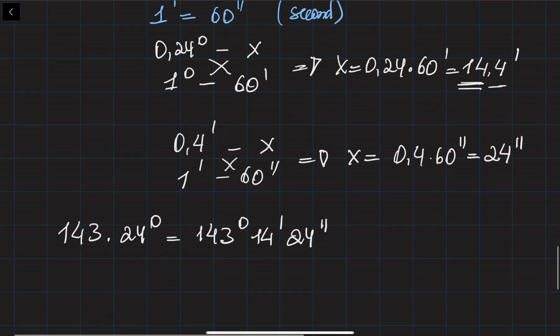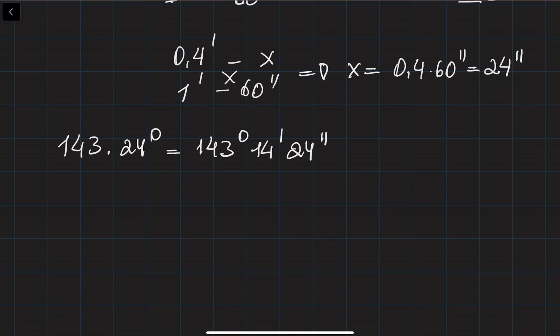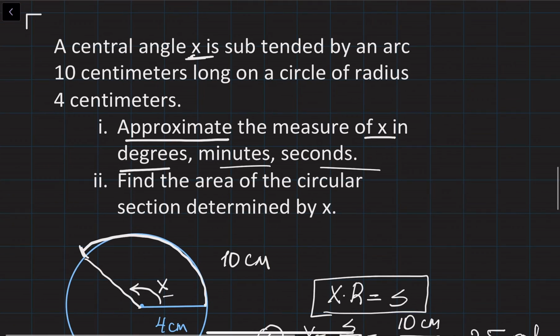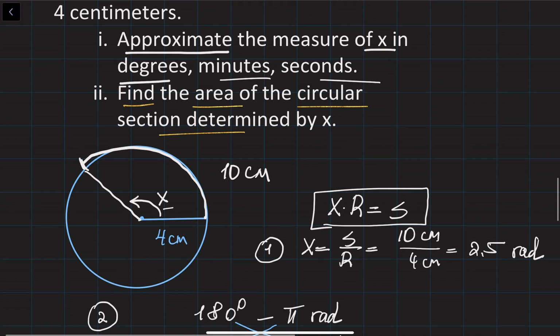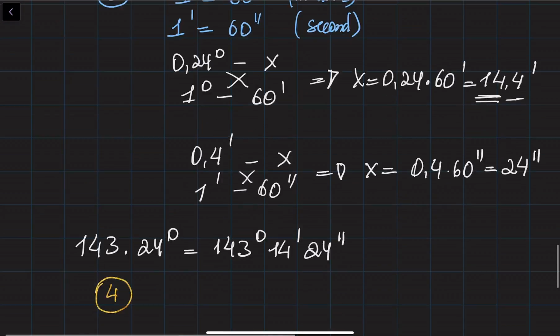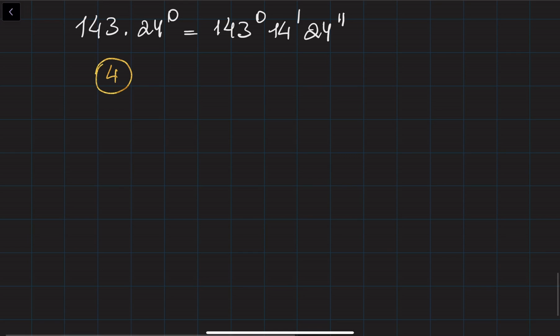There's still some part of the problem which we didn't solve. Let's say this is point number 4. We need to find the area of a circular section determined by this angle x. Essentially, we need to find this area. You can try to solve this using proportions if you don't remember the formula of the area of a sector. You just need to remember that the area of a circle, which corresponds to 2 pi, is equal to pi r squared. This is the only thing you need to remember.